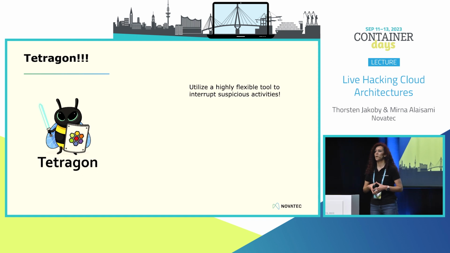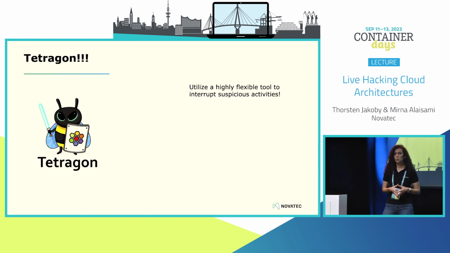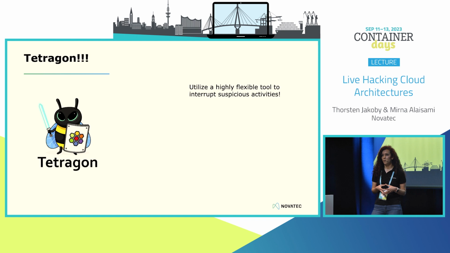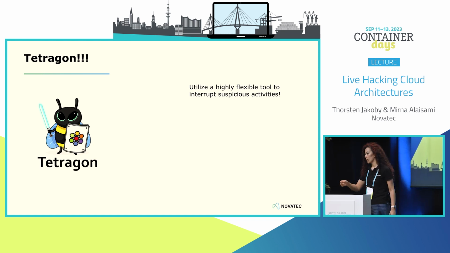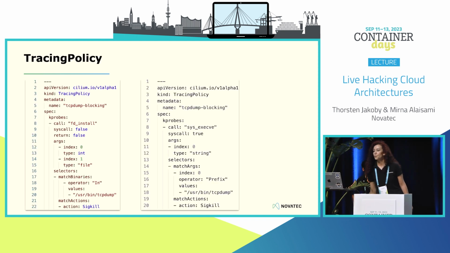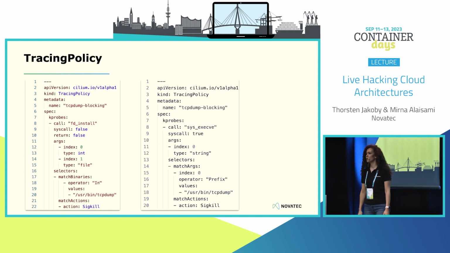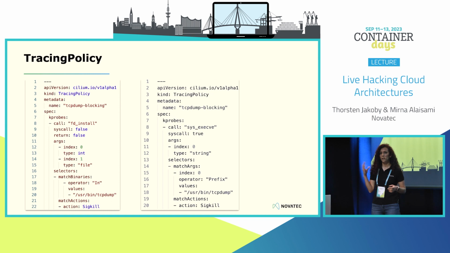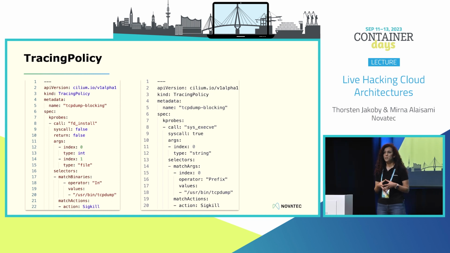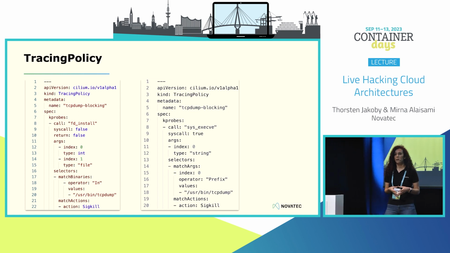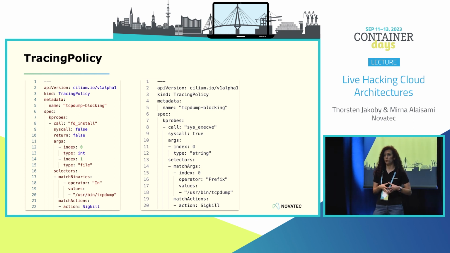By default, it logs all the process execution and termination events. However, you can extend that using the so-called tracing policy custom resource definition in order to hook into any kernel function or system call, trace some security events, and do some actions based on a match.